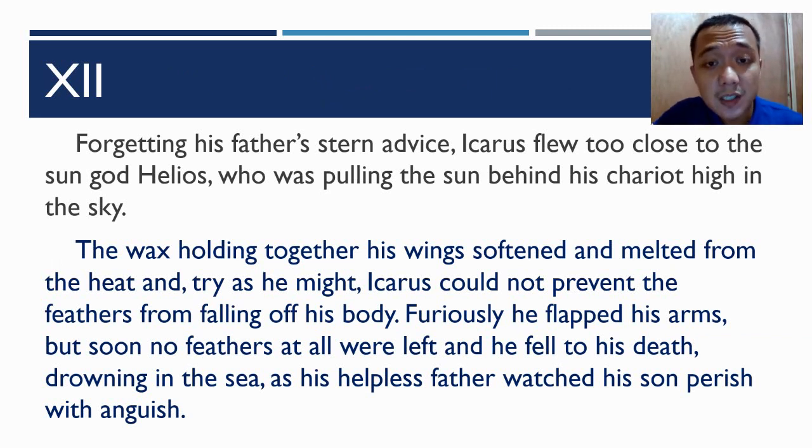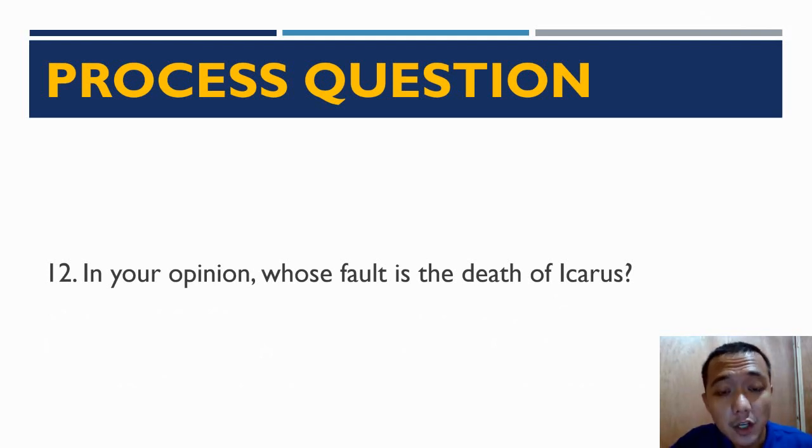Forgetting his father's stern advice, Icarus flew too close to the sun god Helios, who was pulling the sun behind his chariot high in the sky. Let's proceed to the process question. In your opinion, whose fault is the death of Icarus?